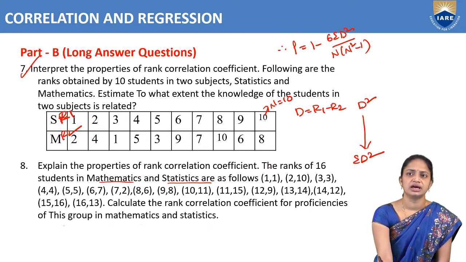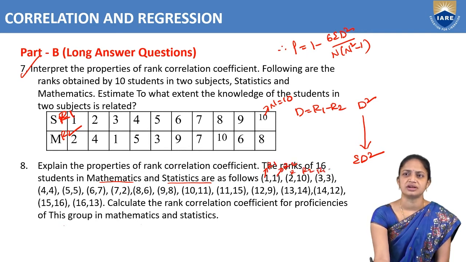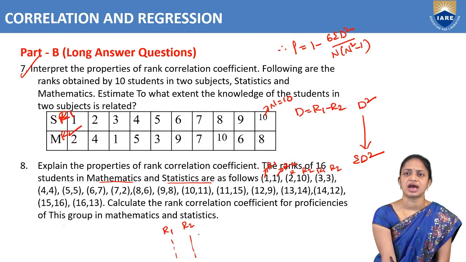Here let us consider these are R1 ranks and these are R2 ranks. Same procedure. We already have R1 values and R2 values. So we have to find D, that is nothing but R1 minus R2, then D square. Again find summation D square. So what is our formula?